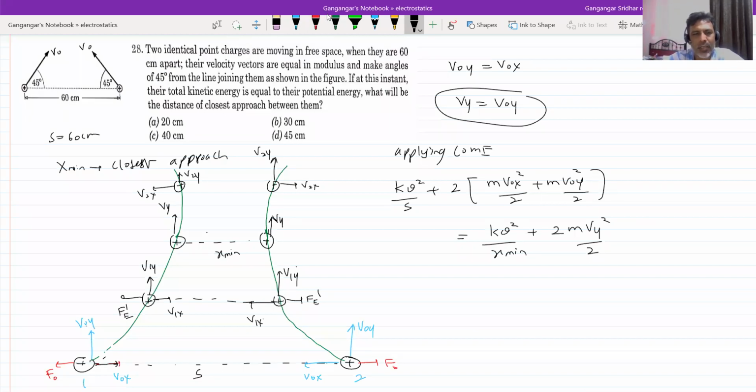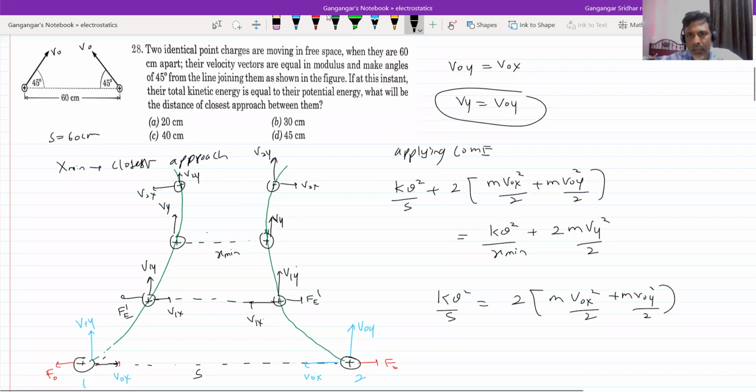Total kinetic energy is equal to their potential energy, total kinetic energy. So this quantity should be equal to, and we know V naught y equal to Vx, no? So substituting that, then directly you better write, no need to work out anything. So Kq square by x, you substitute here. And what is Vy? Vy you can write V naught y. So here I'll bring V naught x equal to V naught y, substituting that, we'll get this much.